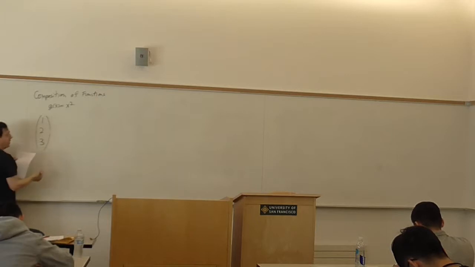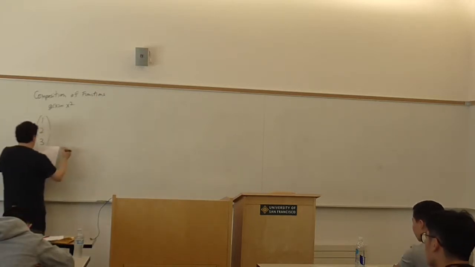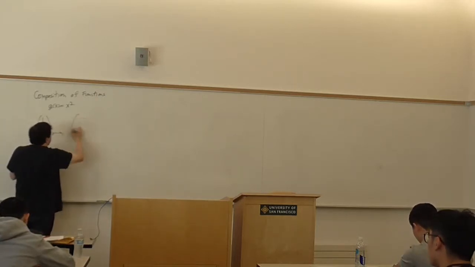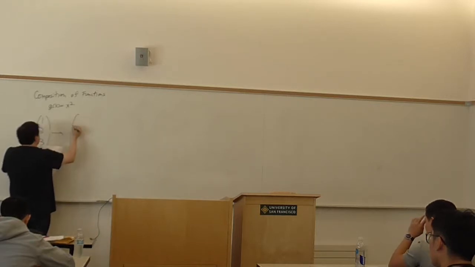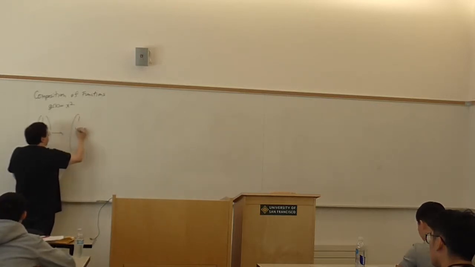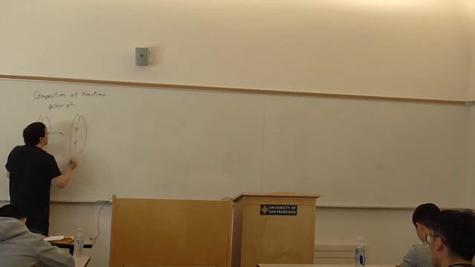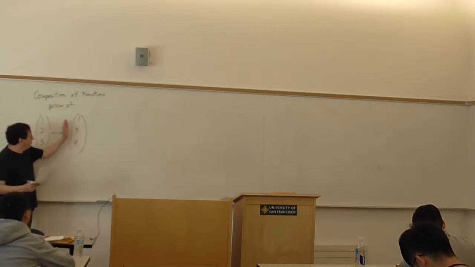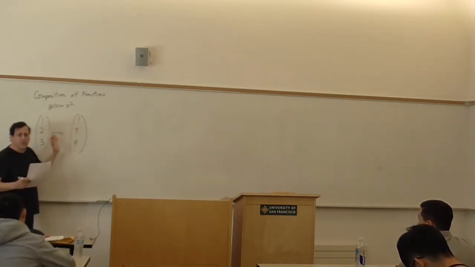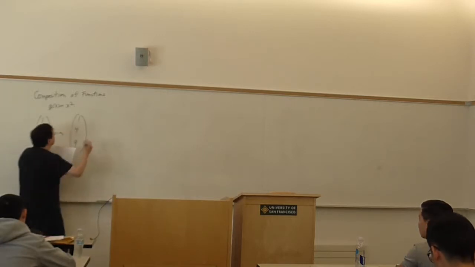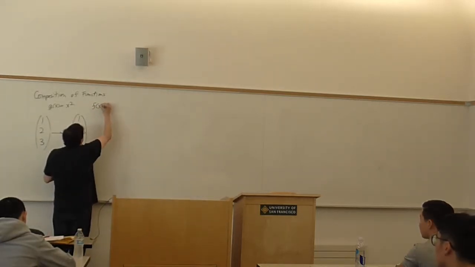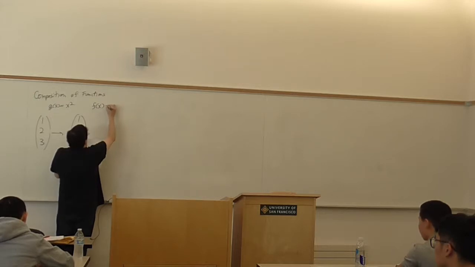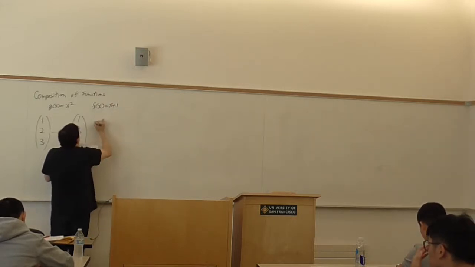and we're going to take it from some domain to its range. So this will be 1, 4, 9. And then we're going to take the elements in the range, the images, and we're immediately going to plug them into another function, f of x. In this case, we're going to just use x plus 1.